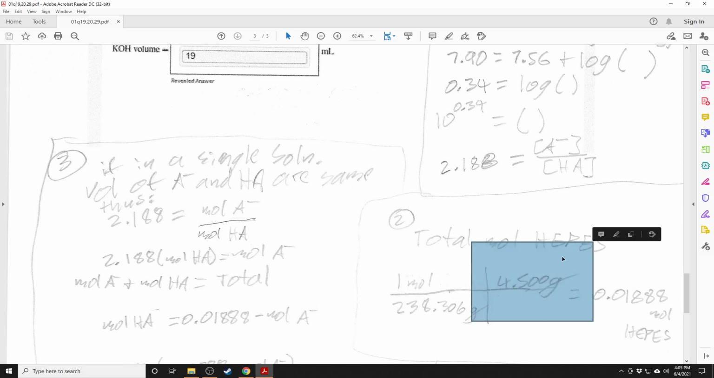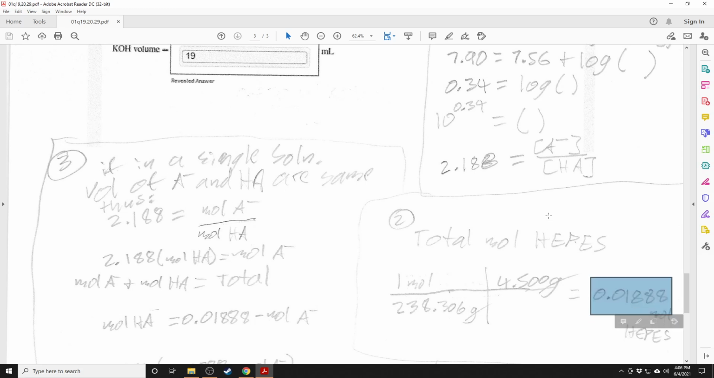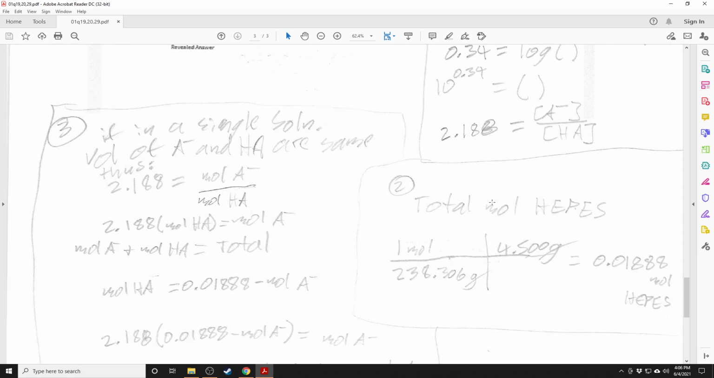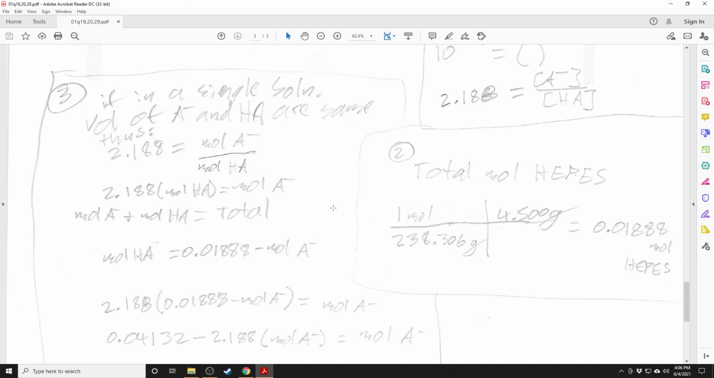That will cancel the grams. And I go ahead and do that. So 4.5 divided by 238 gives me 0.01888. And that's my moles of HEPIs that I started this thing off with.